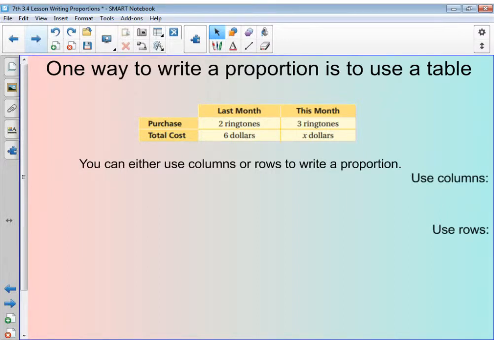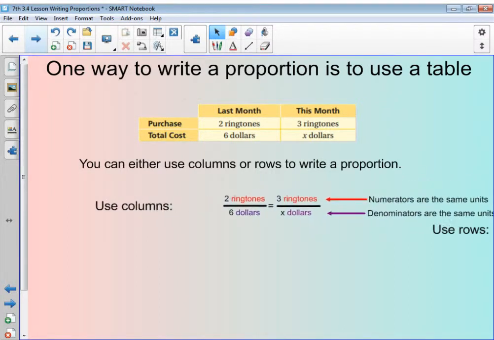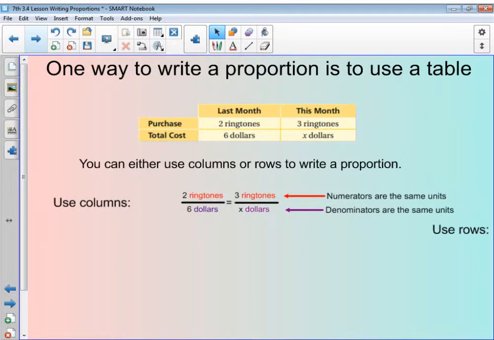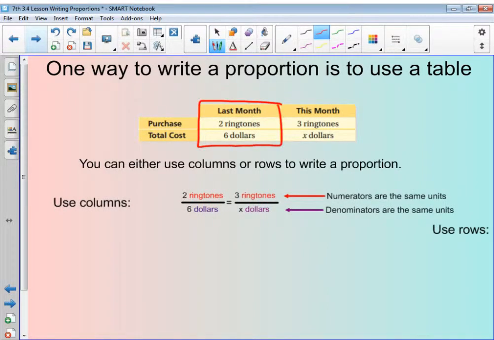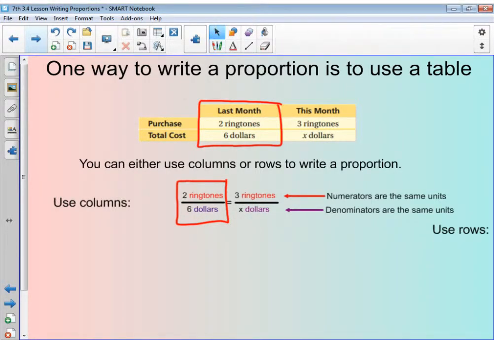So if I were to use the columns, so columns would be your top and bottom. So like here, I went ahead and set up in column format. So you'll notice that that matches this fraction. I've got 2 ringtones with $6. And then I went ahead and just set up my other column as my second fraction of 3 ringtones over X dollars. Okay, so that's setting it up in proportions.